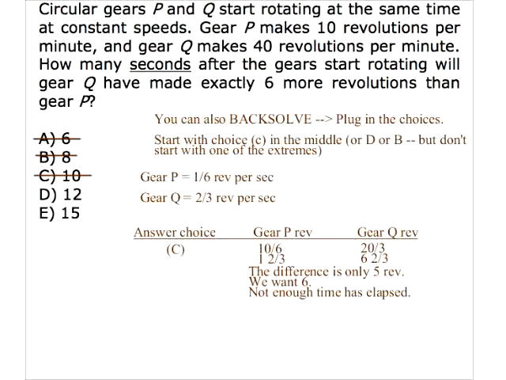Just pick one at random. So D, gear P goes 12/6, which is 2 revolutions. And then gear Q goes 24/3, which is 8 revolutions. So the difference is 6 revolutions. This is what we want. So you can do that.